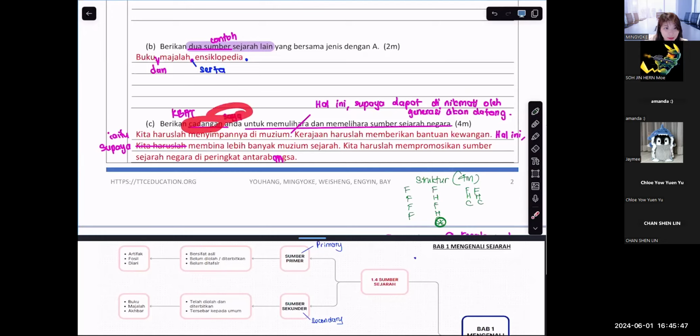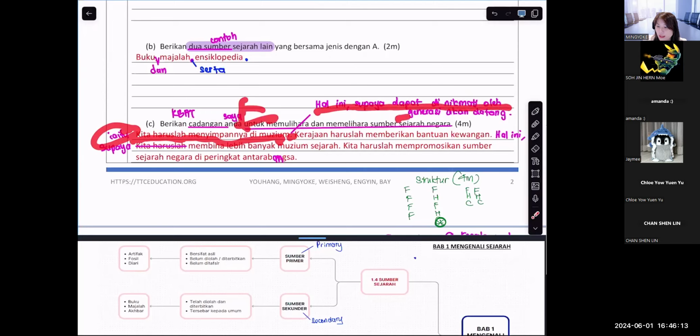Cadangan saya, again, kepala soalan, cadangan saya untuk memelihara dan memelihara sumber sejarah negara, yaitu kita haruslah menyimpannya di museum. Full stop. Fakta ready. Huraian, how? Supaya dapat dinikmati oleh generasi akan datang.